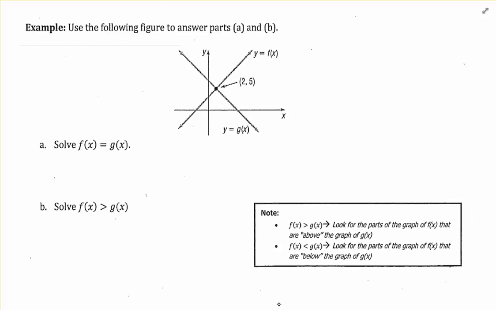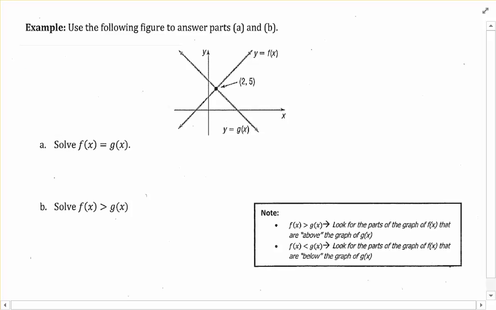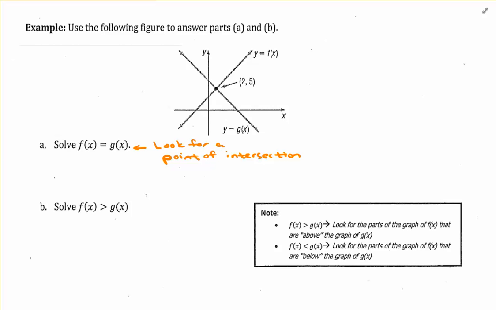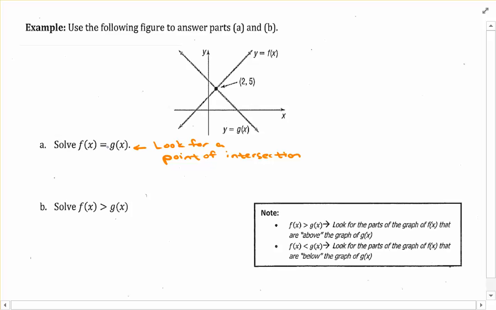So the key here is to look for a point of intersection. All right, and that's something I'd like us to note with this. Look for a point of intersection. And of course, that point of intersection is at (2, 5). Ultimately, when we provide an answer for something like f of x is equal to g of x, our answer is going to be a value of x. Okay, and that value of x is going to be 2 because that's the x-coordinate of the point of intersection. So x equals 2 is our answer to that.